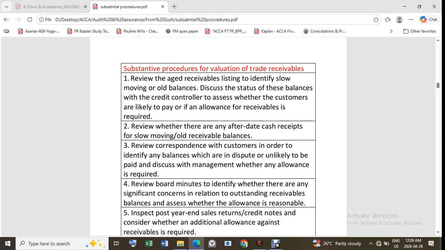Review the correspondence with the customers in order to identify any balances which are in dispute or unlikely to be paid. If there are any balances in dispute, which do not match as per our books and as per the customer's books, or which are not likely to be paid, for that we have to discuss with management whether any allowance is required or not.